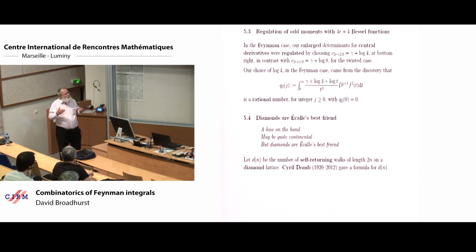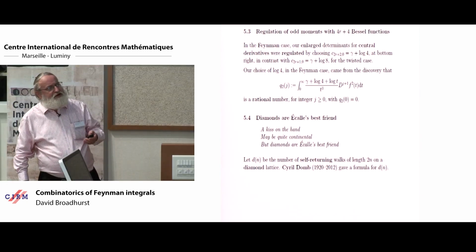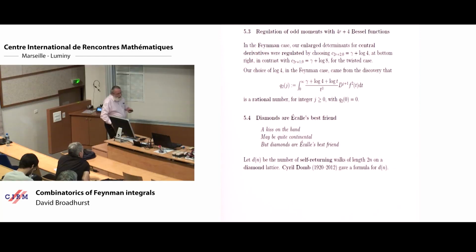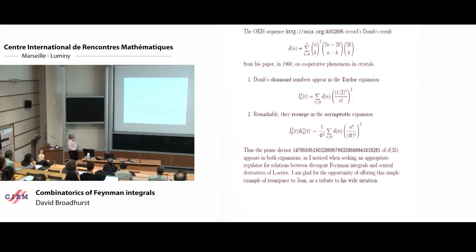So I can explain the following problem to Daniel Bernoulli, and I can get Gauss, I'm sure, to prove my assertion in an afternoon. What I'm going to tell you is that there are numbers defined by self-returning walks on a diamond lattice. That's just the lattice of carbon in 3 dimensions. You take 2n steps. You can go backwards and forwards however you like, but you have to end up where you started. How many ways of doing it? That combinatoric problem was solved by Cyril Domb in 1960. And here's his formula for it. This is the rather nice combinatoric formula for the number of self-returning walks of length 2n on a diamond lattice.